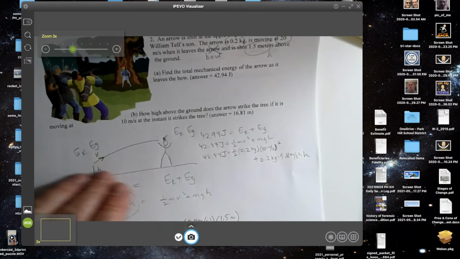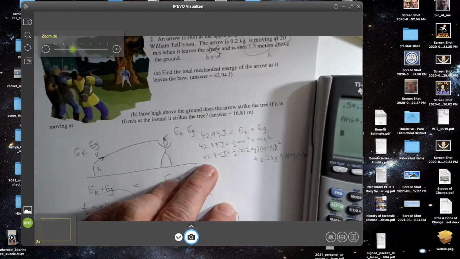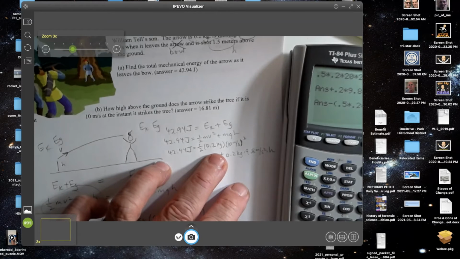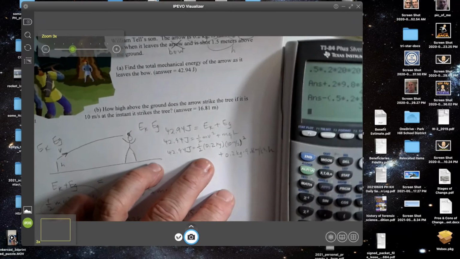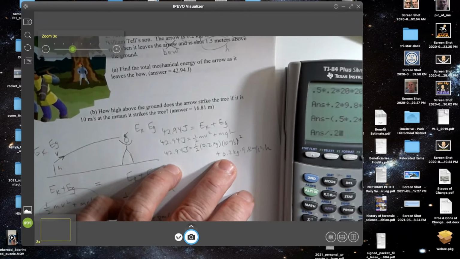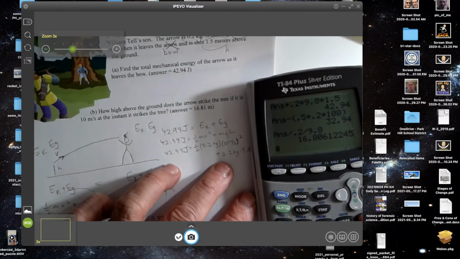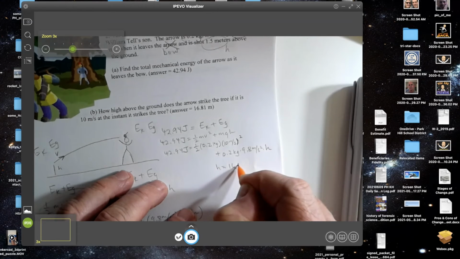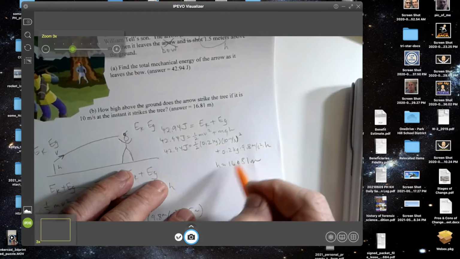Again, the baseline height is the ground. So we've got 42.94, and I'm going to subtract 25 times 0.2 times 100. Okay, so I've got 32.94 left. I'm going to divide it by 0.2 and divide it by 9.8. And that gives me a height of around 16.81. Okay, that's the answer there. So the height, 16.81 meters above the ground.